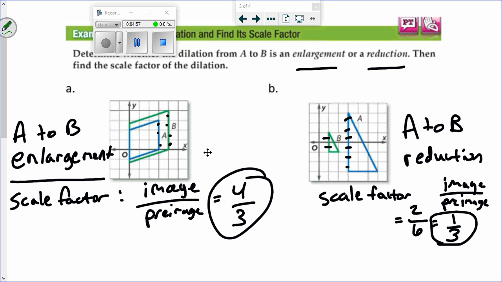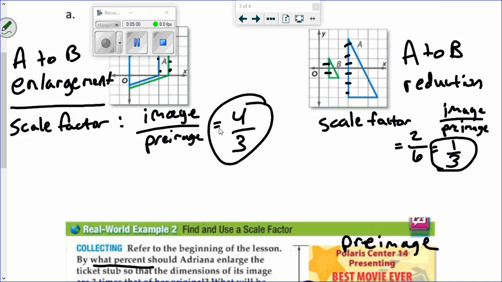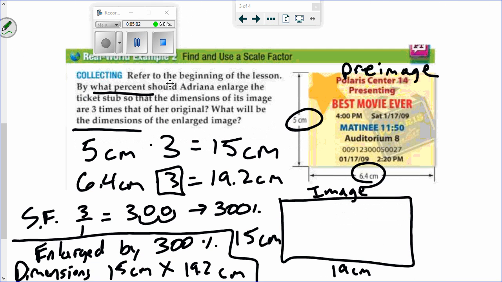Okay, as we continue, we look at this example.